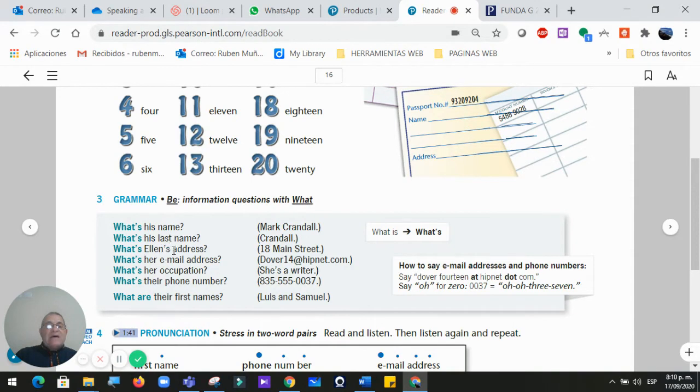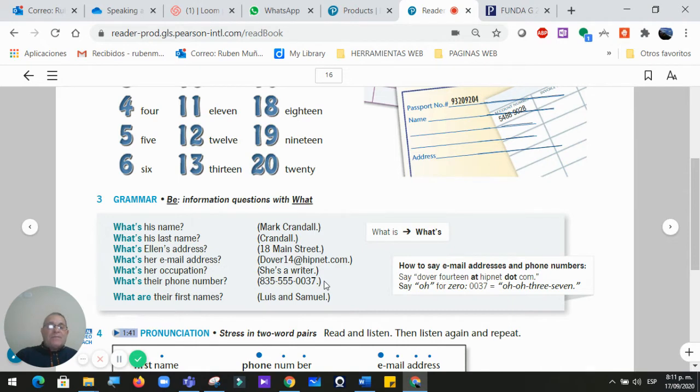What's Ellen's address? 18 Main Street. What's her email address? Her email address is Dover14 at hypenet.com. What's her occupation? She's a writer. What's their phone number? It is 835555.